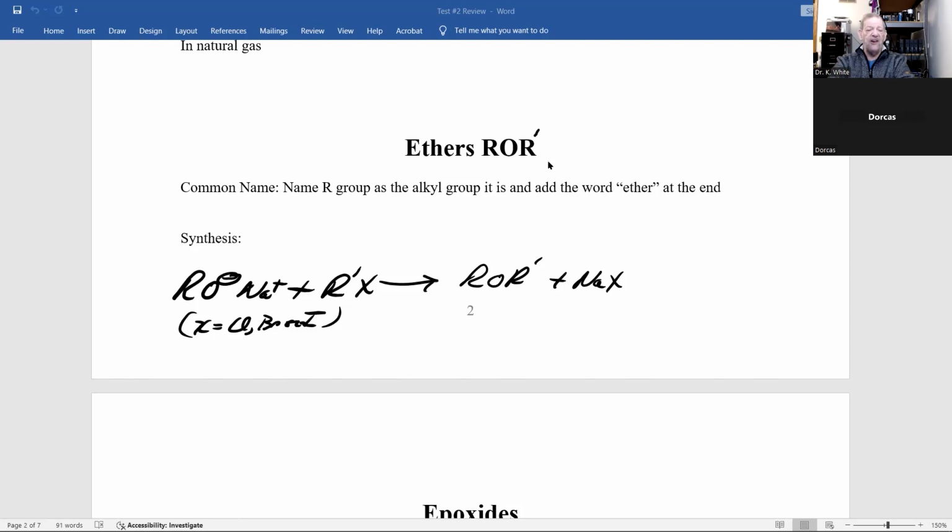Now, there's only one reaction I asked you to learn, and that's the Williamson ether synthesis. That's where you take an alkoxide, RO minus Na plus, and react it with an alkyl halide, R prime X. Here, X can be chlorine, bromine, or iodine. And you form an ether and a salt, NaX: sodium chloride, sodium bromide, or sodium iodide. Now, the oxygen here bonds to the carbon with the halogen on it.